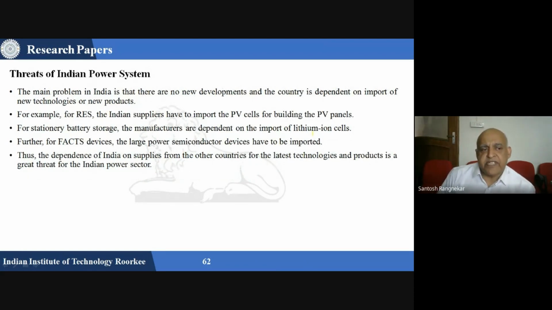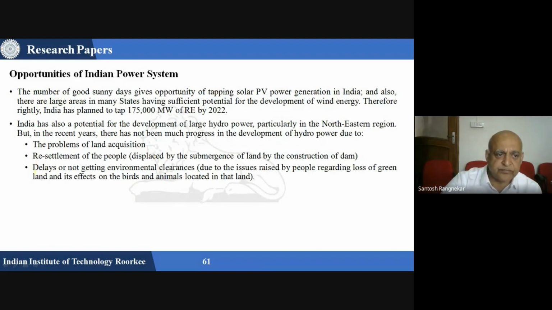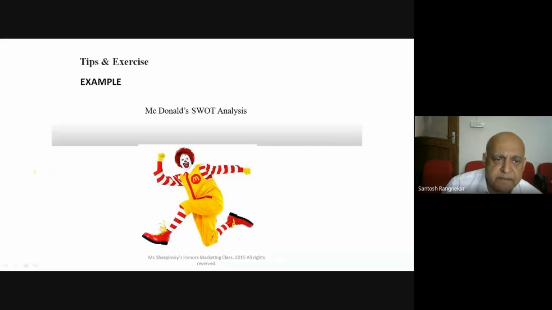The threats to the Indian power system have been mentioned by the authors in this research paper. The main problem in India is that there are no new developments and the country is dependent on imports of new technology and new products. For example, for renewable energy sources, Indian suppliers have to import PV cells for building PV panels. For stationary battery storage, the manufacturers are dependent on the import of lithium-ion cells. Further, FET devices, the large power semiconductor devices, have to be imported. Thus, the dependence of India on imports of the latest technologies and products is a great threat for the Indian power sector. This is a threat I have talked about. These are the threats.